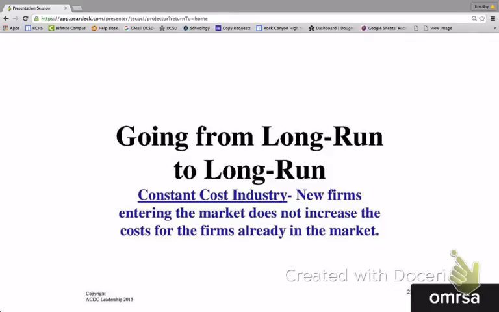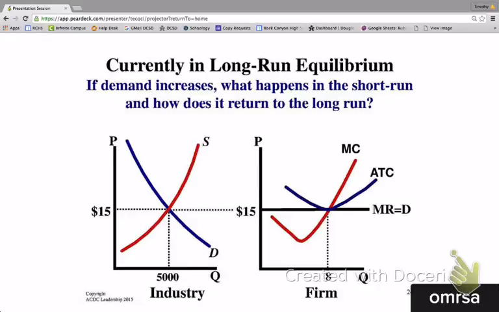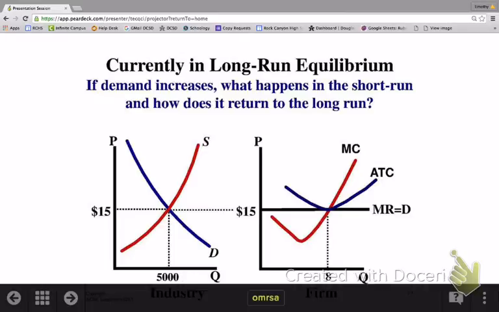So this is going from the long run to the long run in a constant cost industry. New firms entering the market does not increase the costs for the firms already in the market. So here we're currently in long-run equilibrium. But what if demand increases? What happens in the short run, and how does it return to the long run?